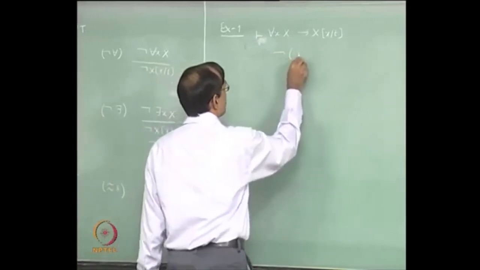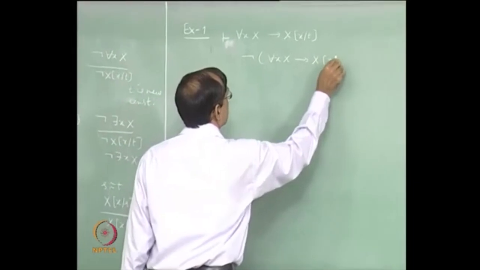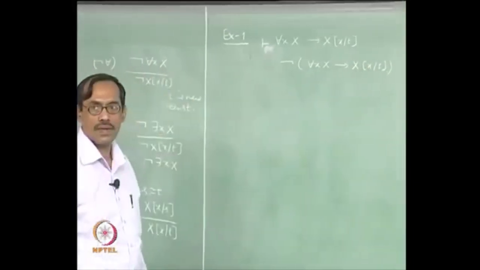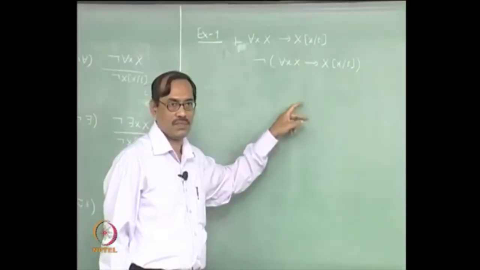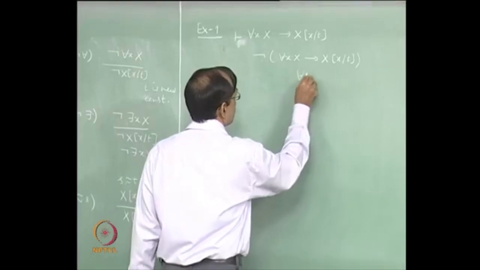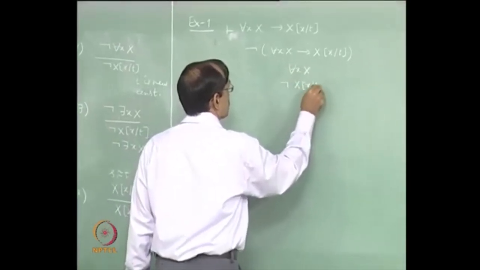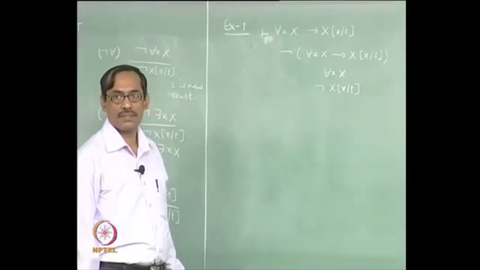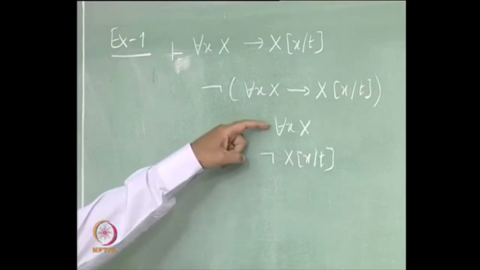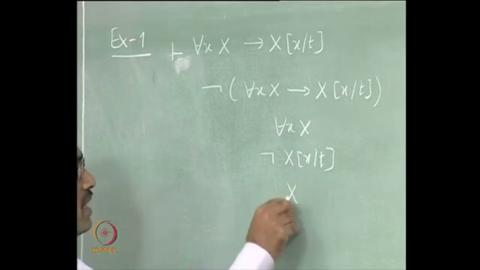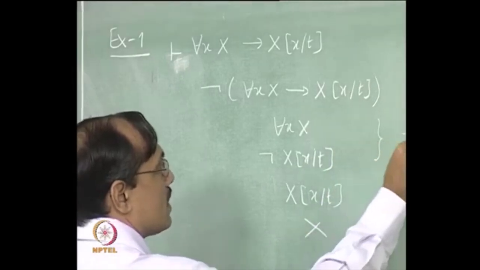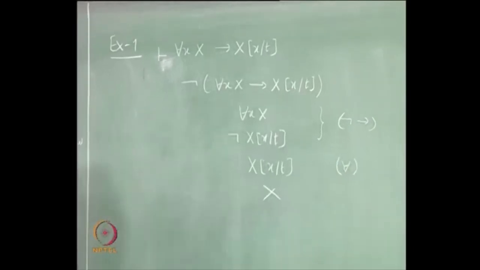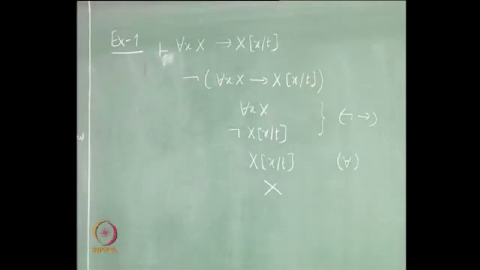So, we start with not of for each x, αx implies α(x) by t, okay. Then not implies rule is applicable, not p implies q, which is p and not q, both p and not q will be in the same path. So, we say for each x, αx, not α(x) by t. Right, it is because of not implies rule. Then we use for all rule, so that directly gives α(x) by t and the tableau closes, okay. If you want to mention the rules, so here we are using not implies, here you are using for all. Okay, clear?